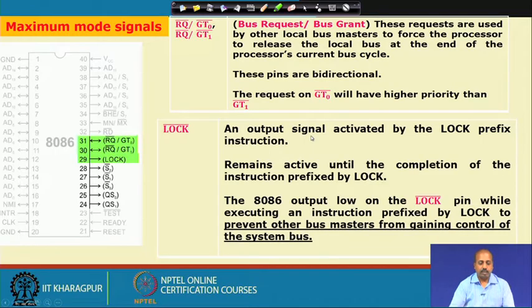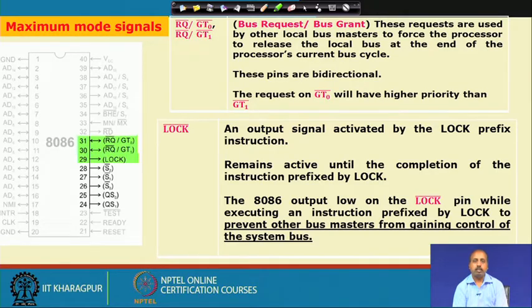There is another pin known as the lock bar pin. This is an output signal activated by the lock prefix instruction. We will see that there are some instructions in 8086 where you can put a lock prefix, so you can write lock in front of them. It will remain active until the completion of the instruction prefixed by lock. So, the 8086 outputs low on the lock bar pin while executing instructions prefixed by lock, to prevent other bus masters from gaining control of the system bus.